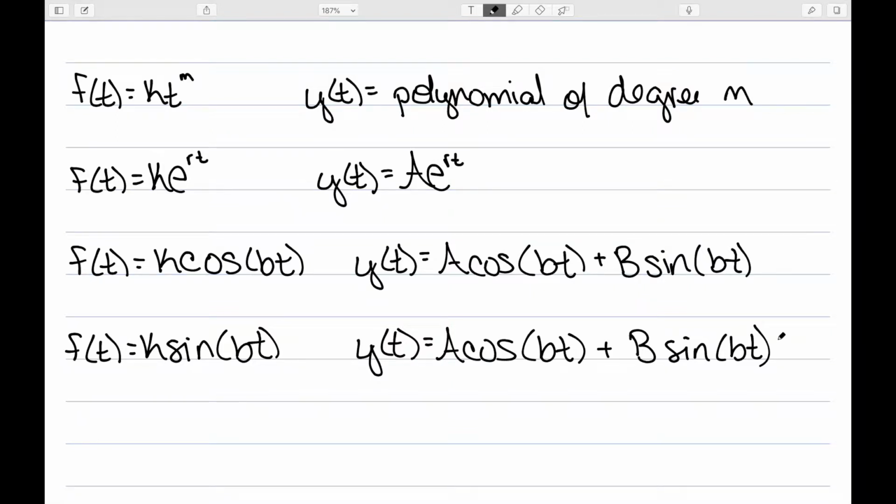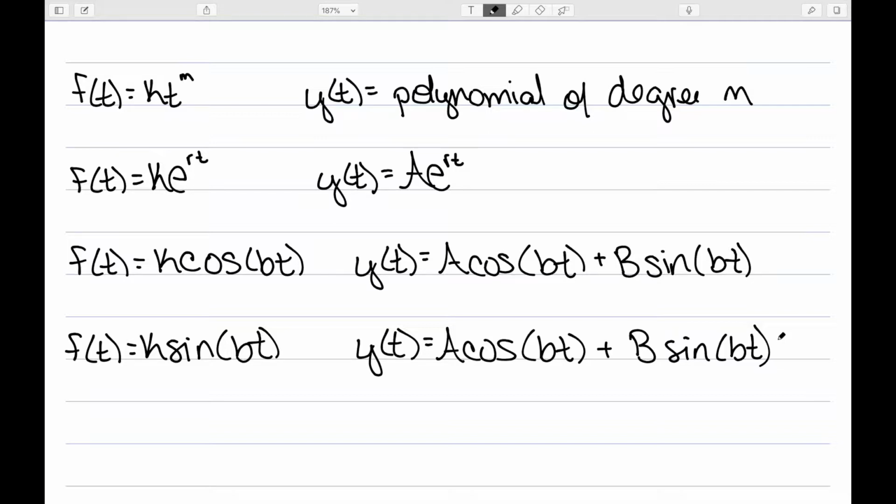Just a quick summary. Here are the different forms that I told you I was going to look at, as well as what y should be based on our previous examples. If f is equal to kt to the m, then we want to set y up as a polynomial of degree m. If f is k e to the rt, then y is a e to the rt. And if f is either k cosine bt or k sine bt, then y of t is a cosine bt plus big B sine little bt.